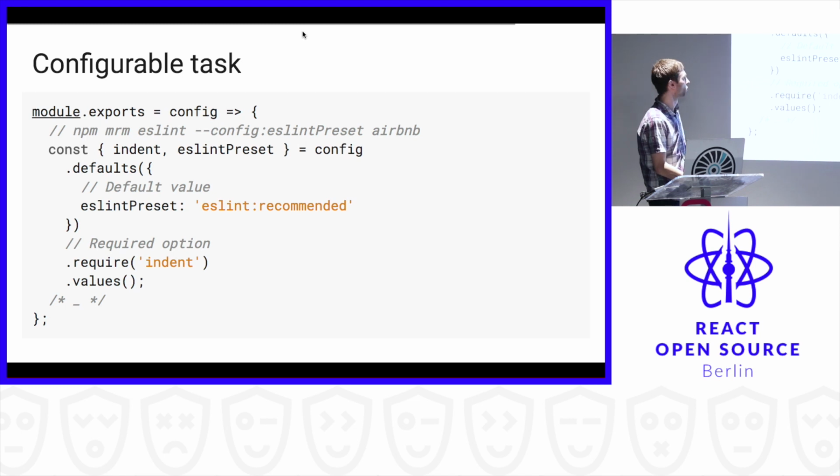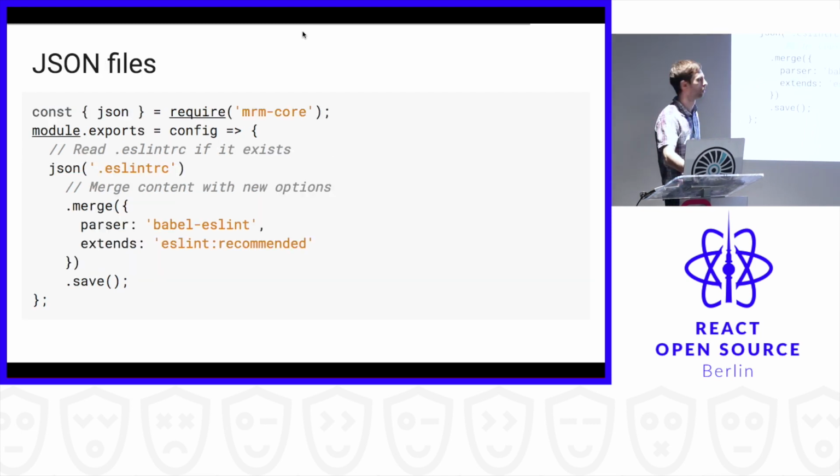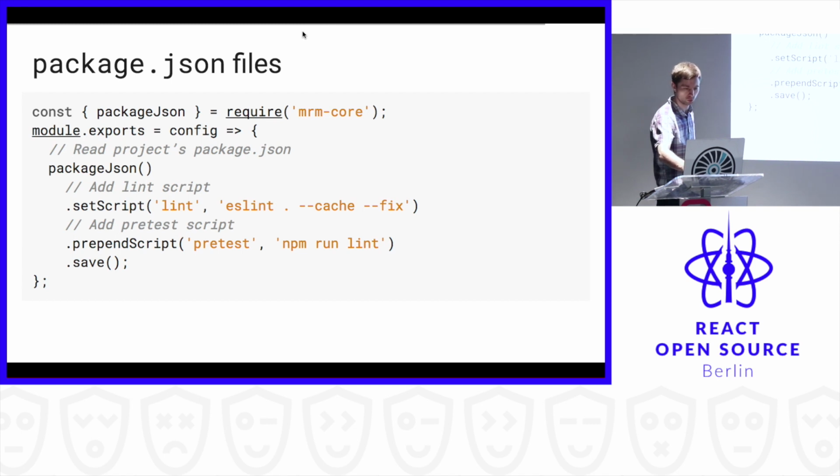Here you can read configuration from the command line or from a config file. You can set default values, you can require particular options. This is an example of working with a JSON file. There is a method, json, to read a file. You update some data in this file, you save changes. This will save or create the file. A special case is package.json, which is based on JSON but has separate methods to work with NPM scripts, which is often very useful when you update package.json.